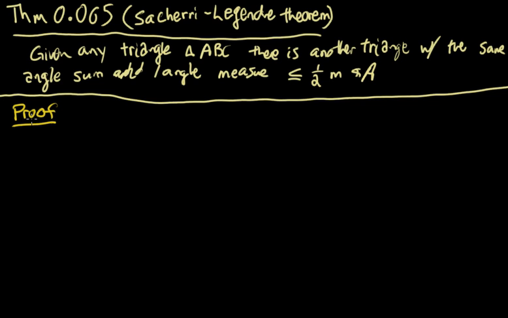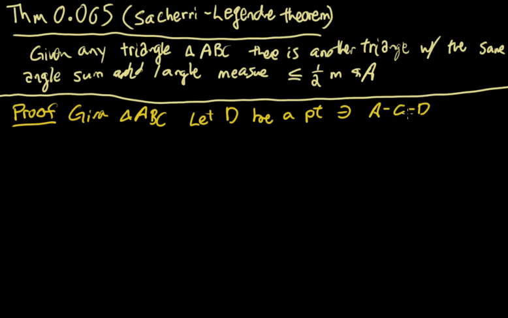So the proof says, given triangle ABC, we'll let D be a point such that ACD, so C is between A and D, is how I would want to word this. And we'll say let M be the midpoint of BC.